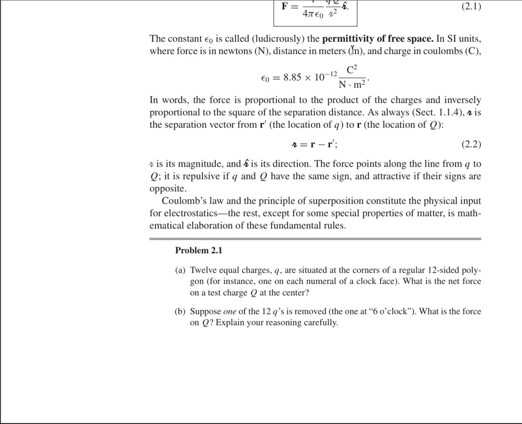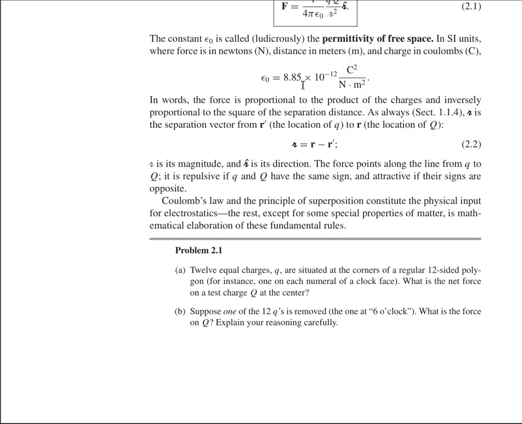In other words, you can write it in SI units as kg meter per second square, anyway. That is, MLT to the minus 2, the way we used to think of the newton. In words, the force is proportional to the product of the charges and inversely proportional to the square of the separation distance, which is r in this case.